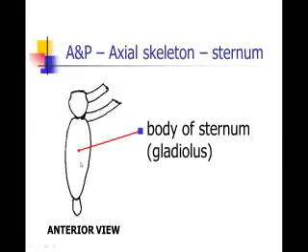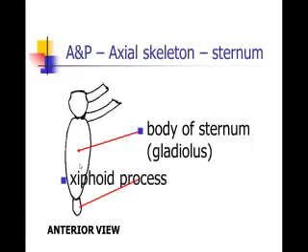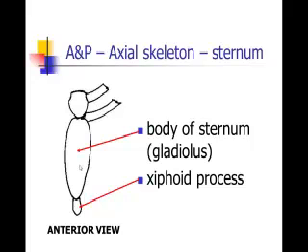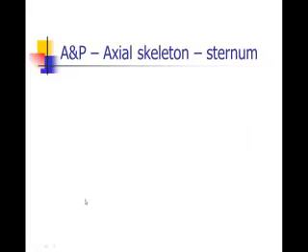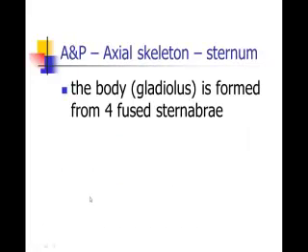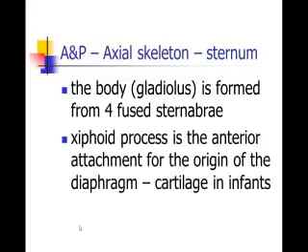Okay, so here is the body of the sternum, or gladiolus, made up of 4 sternebrae. And we have the xiphoid process. The xiphoid process starts out cartilaginous and eventually becomes bony as you get older. It usually ends up fusing to the gladiolus or body in older people. So the body has 4 fused sternebrae. It starts out with hyaline cartilage between them, and that cartilage eventually becomes bone. The xiphoid process, remember, is going to be cartilaginous in infants and gradually becomes bony over time.